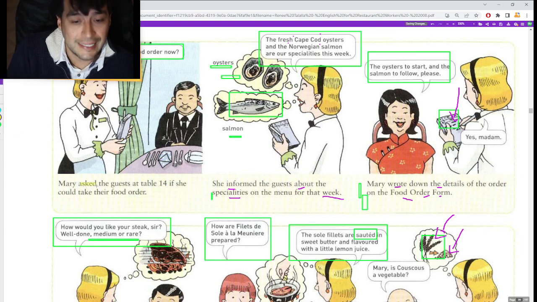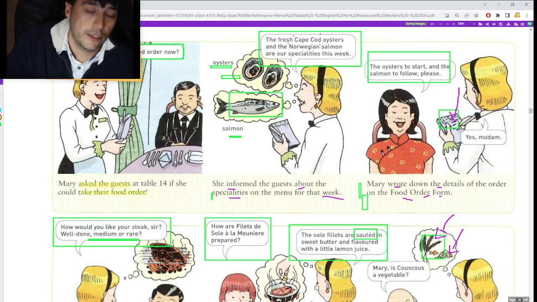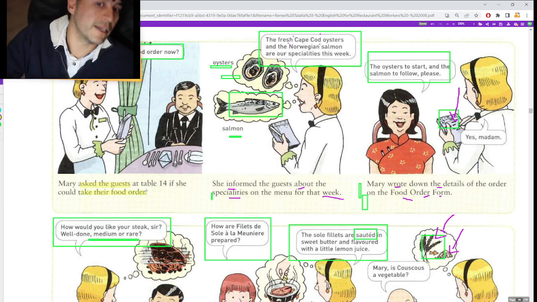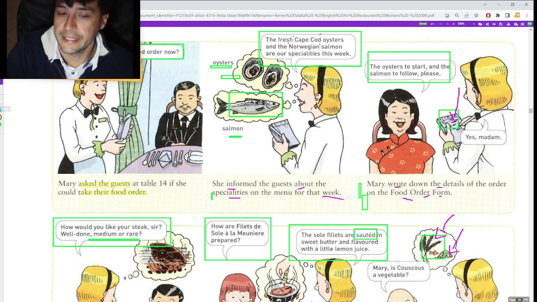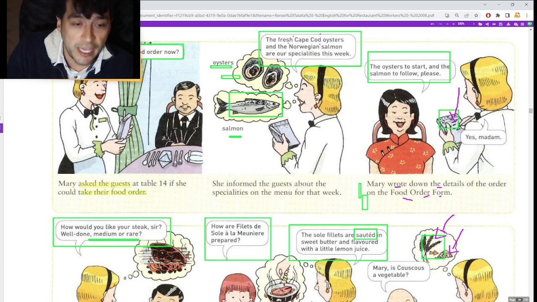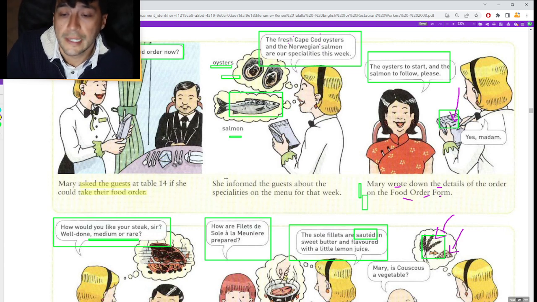So, ask the guest, take their food order. Can I take your food order? May I take your food order? Easy. Picture 2: inform the guest about the specialties. The chef specials, restaurant specials, special promotions. Inform about the specialties.